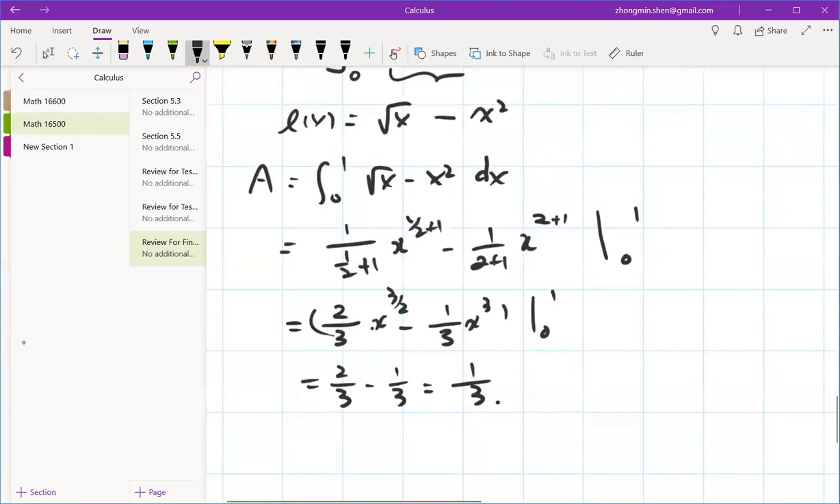But you can also use the horizontal line to evaluate this integral. So you get similar integrals.